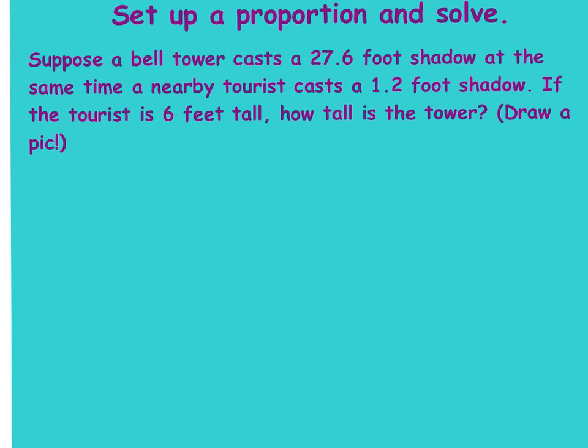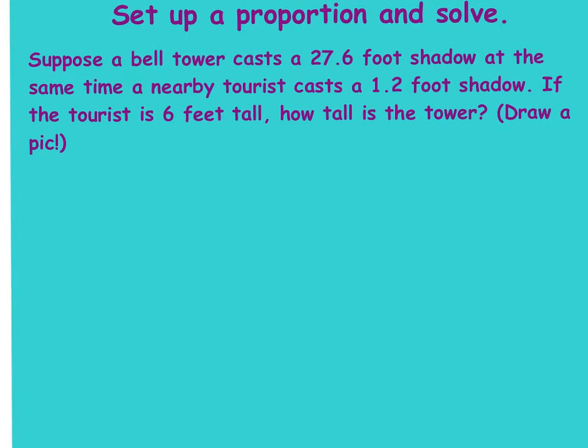All right, now let's go ahead and draw a picture. Set up a proportion and solve. Suppose a bell tower casts a 27 6/10 foot shadow. At the same time, a nearby tourist casts a 1 2/10 foot shadow. If the tourist is 6 feet tall, how tall is the tower?